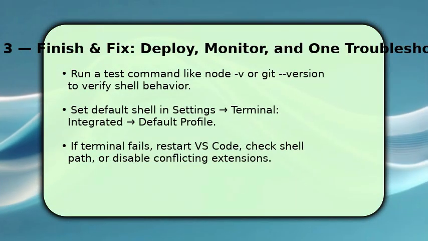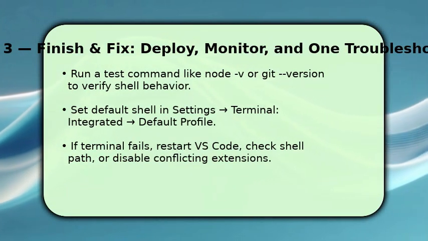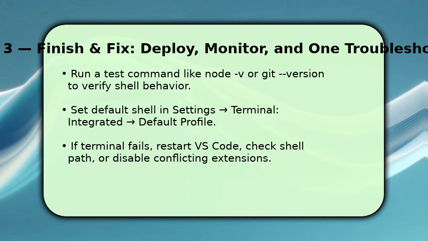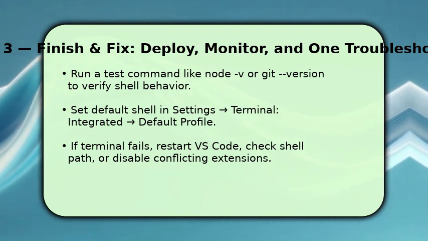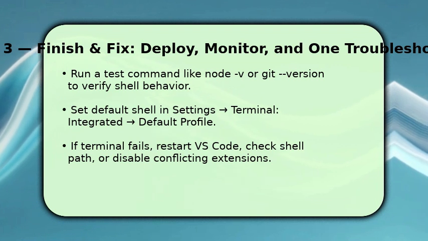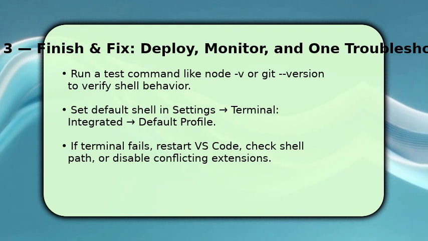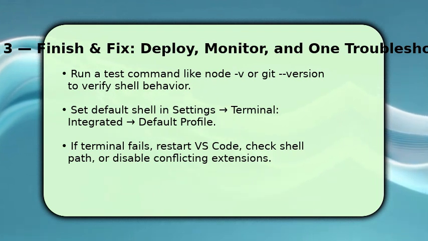Finish by running a simple command, node -v, Python --version, or git --version, to confirm the terminal works and uses the intended environment. If satisfied, set your chosen shell as the default via Settings > Terminal > Default Profile, so every new terminal opens correctly.